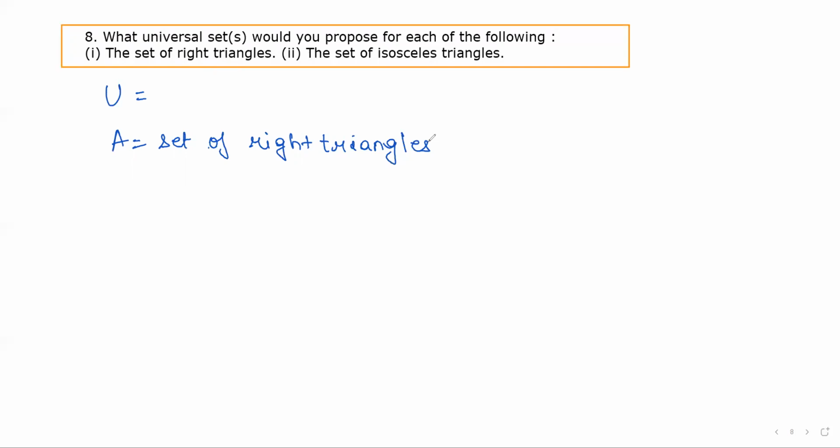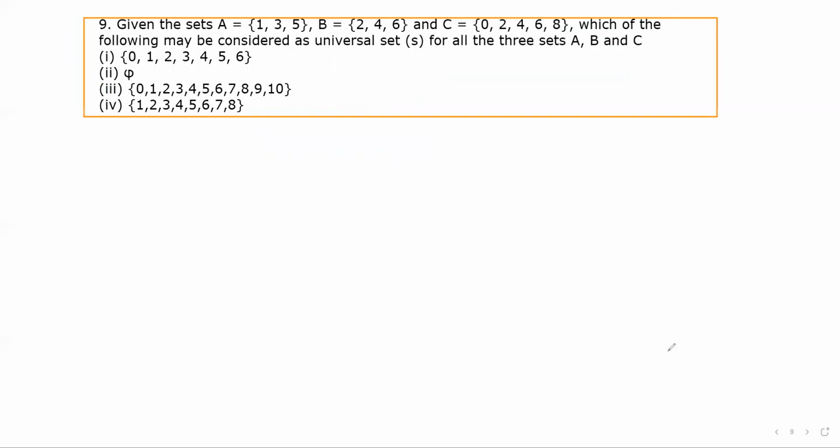So a set of right triangles. There are infinite triangles in the universe, so you can consider right triangles to be part of those infinite triangles. Universal set can be considered as the set of all triangles. The second part is the set of isosceles triangles. You can use the same universal set for the set of isosceles triangles. Isosceles triangles are triangles whose two angles are equal. These are isosceles triangles.